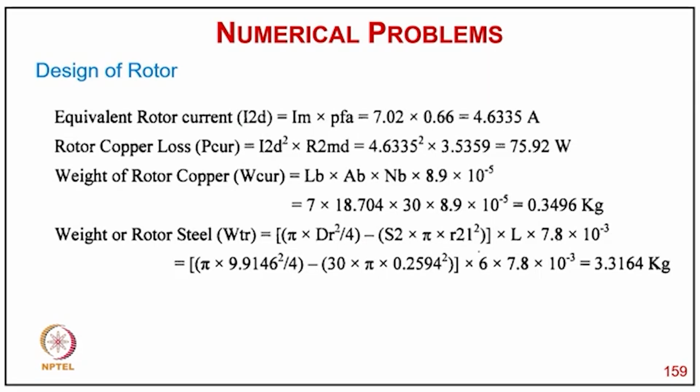Rotor copper loss is ID square into RMD, so it comes to 79.92 watt. The weight of the rotor copper, putting in all the dimensions and density, comes to 0.3496 kg, and the weight of the rotor steel comes to 3.3164 kg.